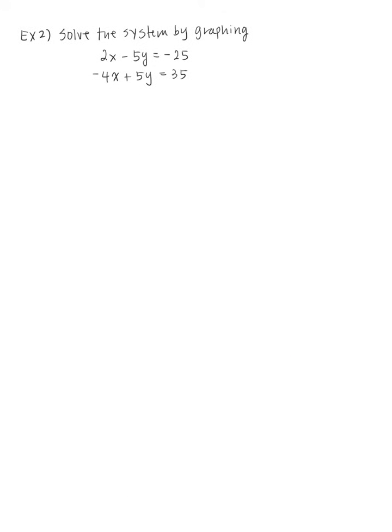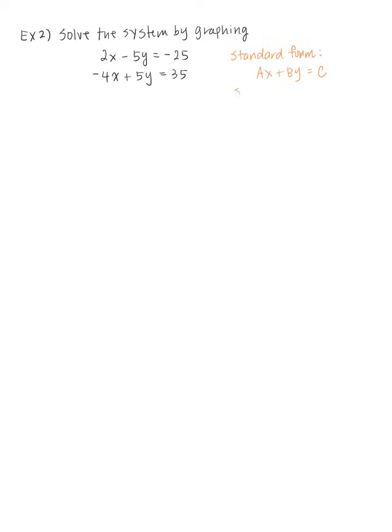Example 2, solve the system by graphing. The first equation is 2x minus 5y equals negative 25, and negative 4x plus 5y equals 35 is the second equation. Now, both equations are given in standard form. So I don't know if you remember what the standard form looks like. Let me just write that out. Standard form is going to look something like ax plus by equals c.